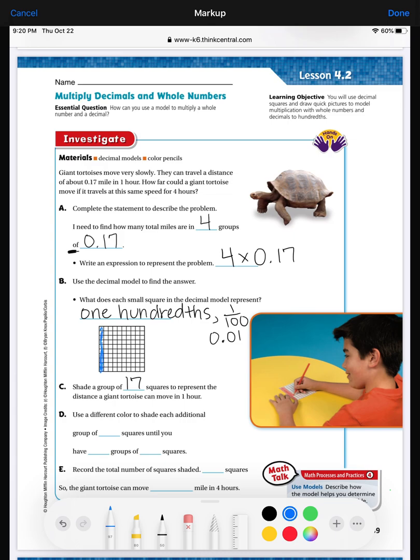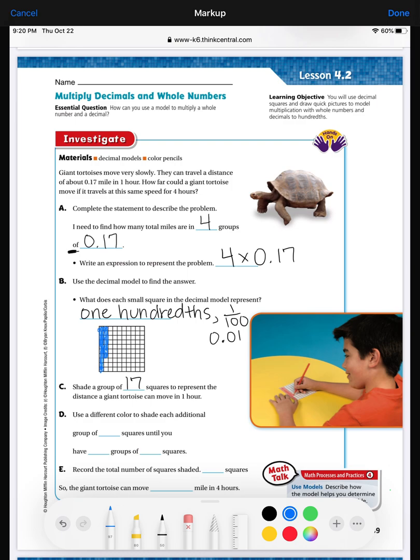Do not judge me for my beautiful art skills, okay? I guess I should say lack of beautiful art skills, because it's not going to be beautiful and it doesn't have to be. This is math, not art class, right? All right, here we go.